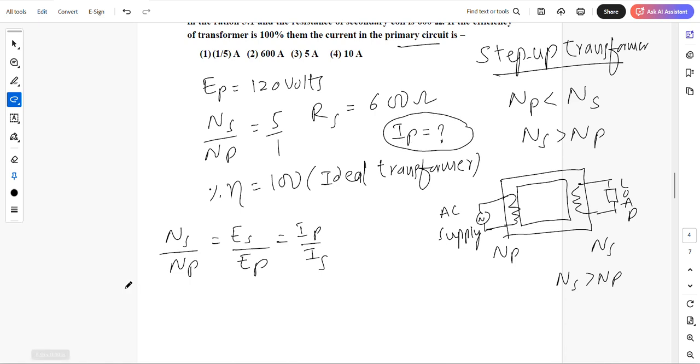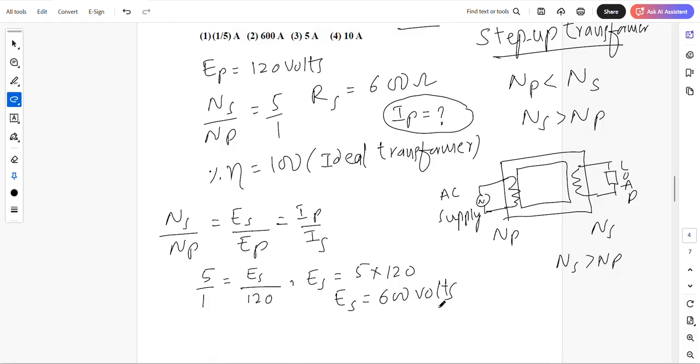Understood? Now, first we'll try to calculate ES. NS by NP is how much? 5 by 1. 5 by 1 is equal to ES, we do not know, EP we know. EP is 120 volts. Therefore, ES is equal to 5 into 120. ES is equal to 600 volts.